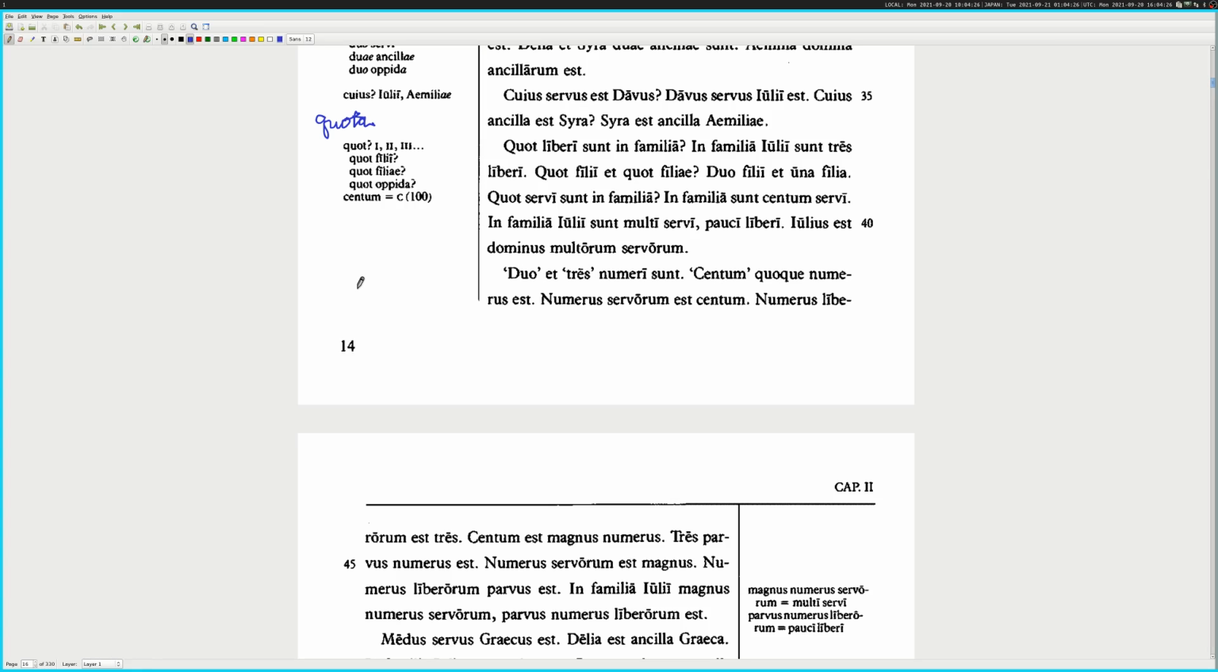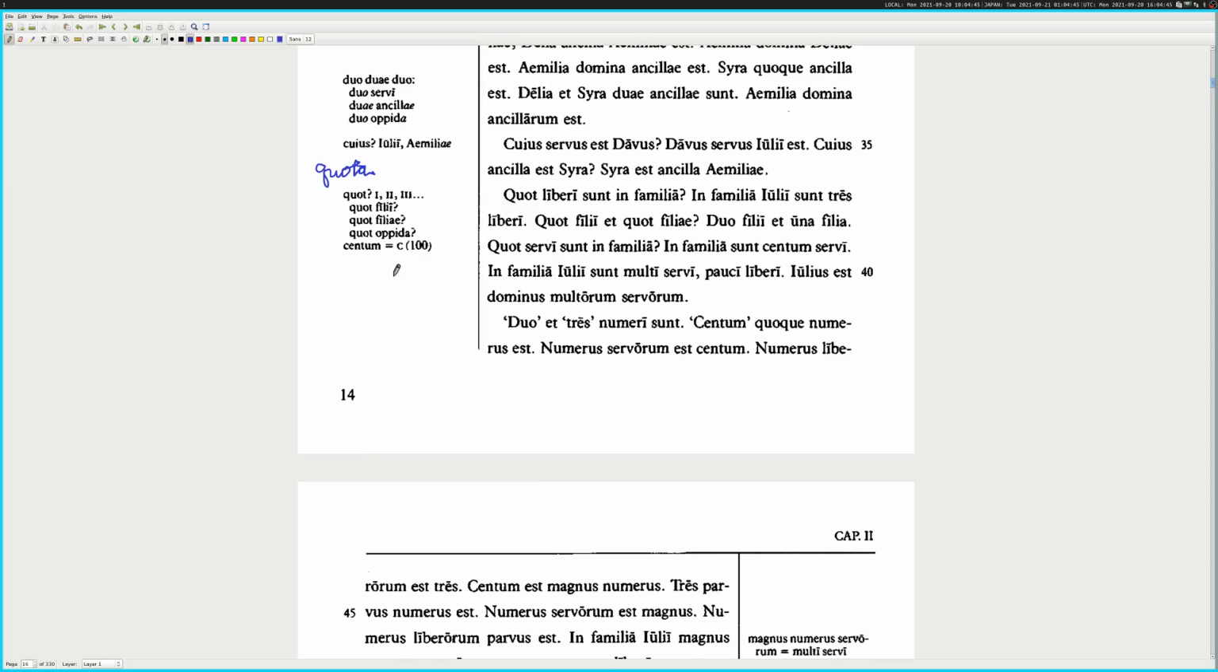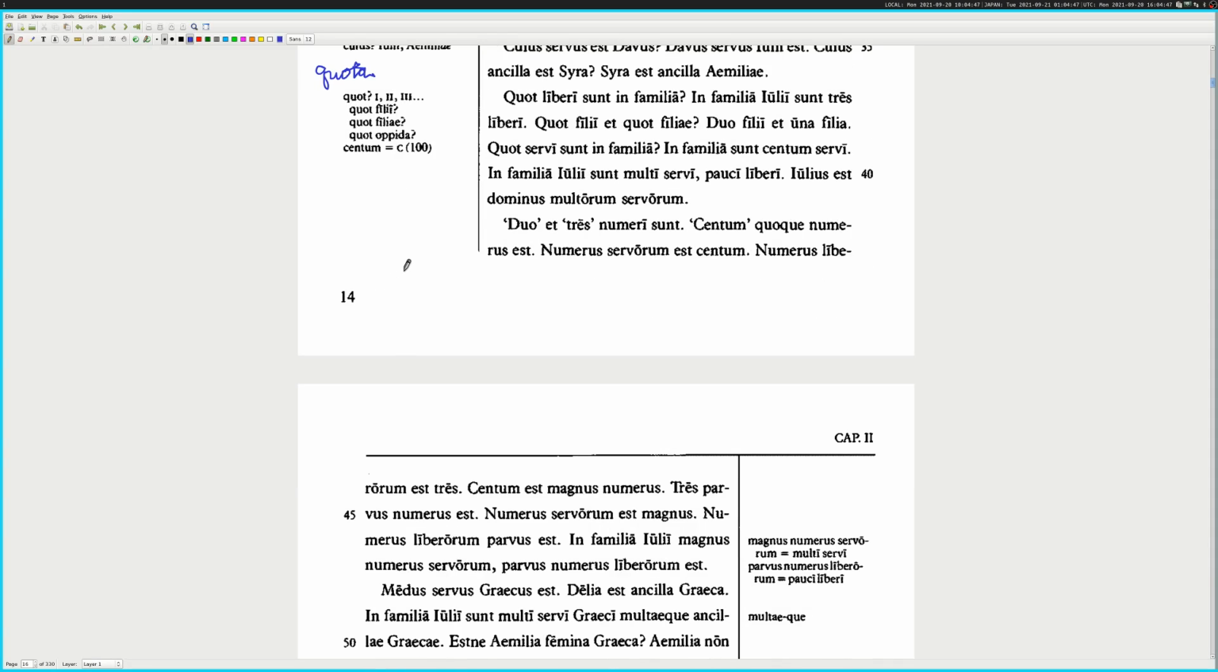Numerus servorum magnus est. The number of slaves is big. The number of children is small. Numerus liberorum parvus est. In familia Julii, magnus numerus servorum. There's a big number of slaves. Parvus numerus liberorum est. So there's a big number of slaves, a small number of children.